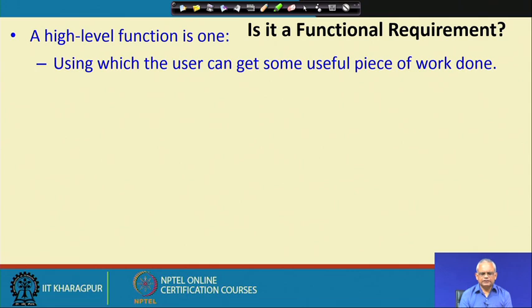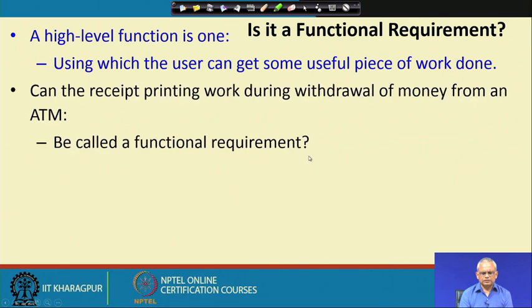We had already said that a high level function is a functional requirement using which the user can get some useful piece of work done. But suppose we take the example of an ATM machine, a bank ATM. What are the functionalities or the requirements of this ATM machine? One can be withdraw cash, one can be query balance, one can be deposit cash.